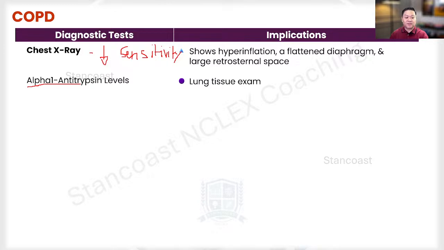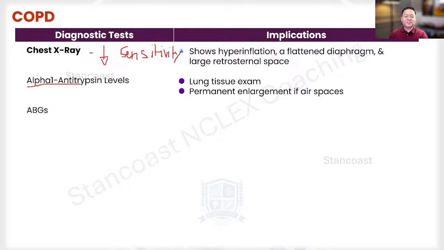So this is going to involve the lung tissue exam. And here, this is also going to diagnose pathologically the permanent enlargement of the air spaces. We're actually pertaining to the inflation of the terminal bronchioles, and that is because, of course, of the destruction of the alveolar walls.